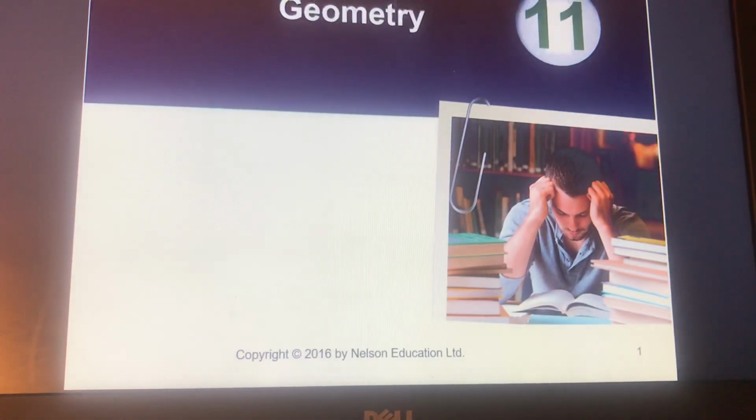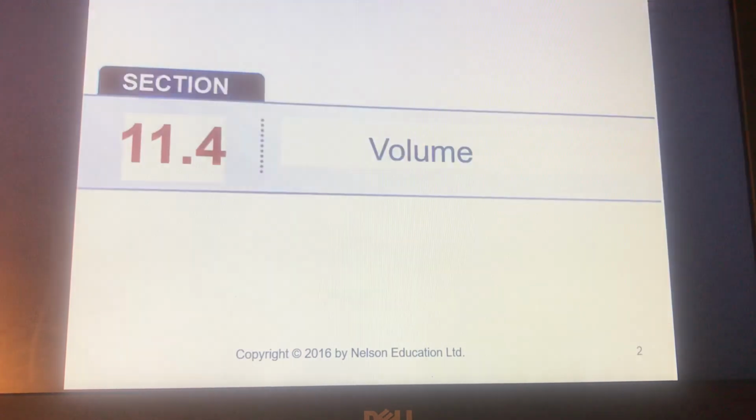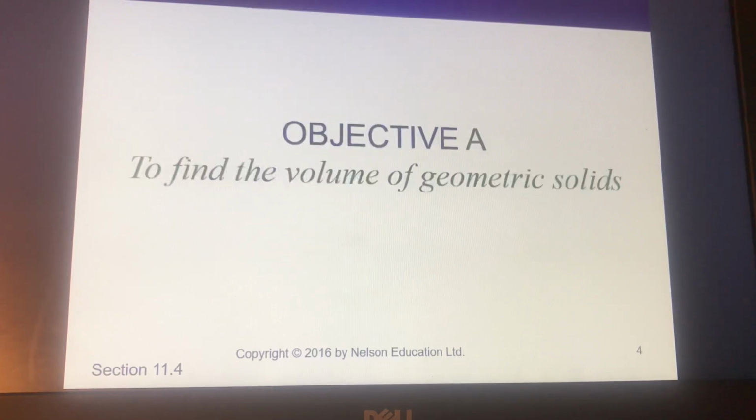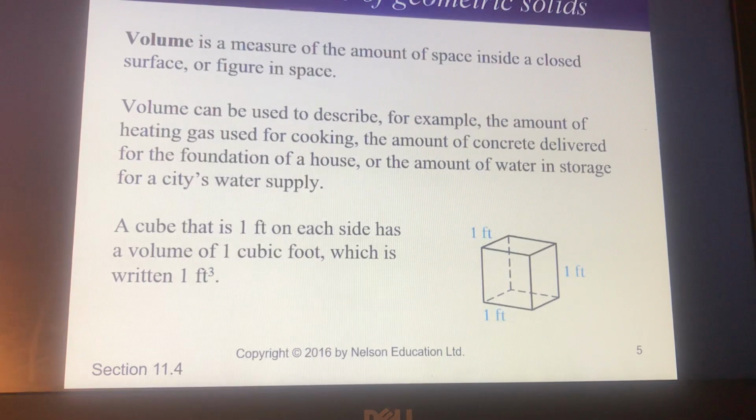So we will study, we're on chapter 11, 11.4, the volume. We're studying the volume. We'll first learn how to calculate the volume of geometric solids, then composite geometric solids, and then the application problems. What is volume?